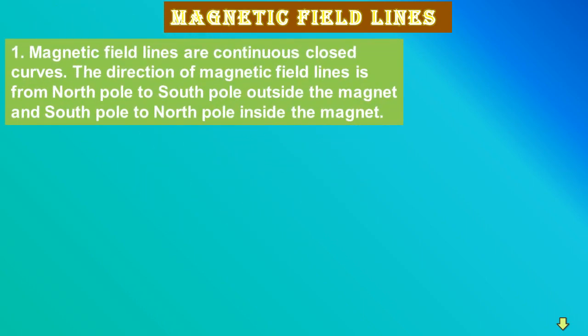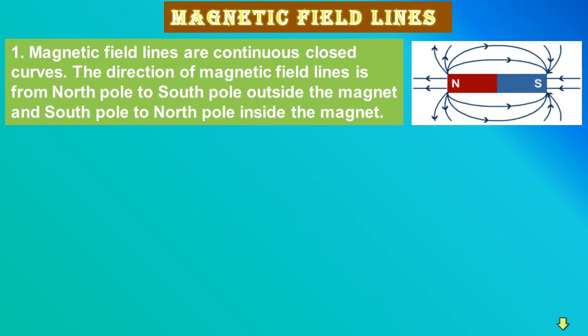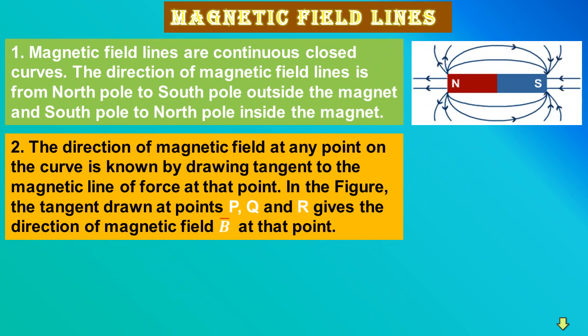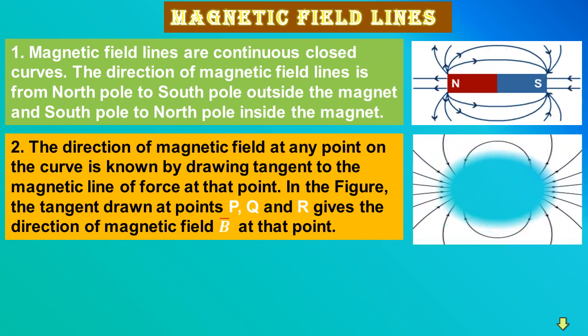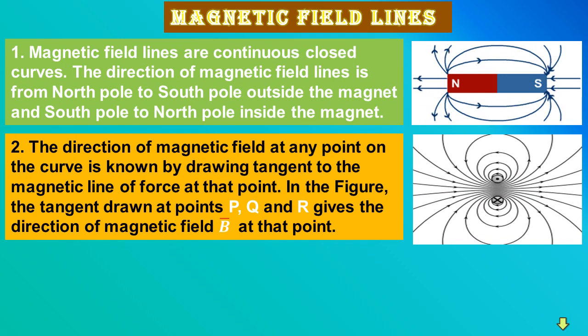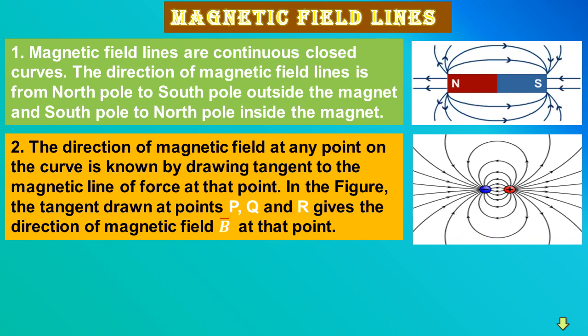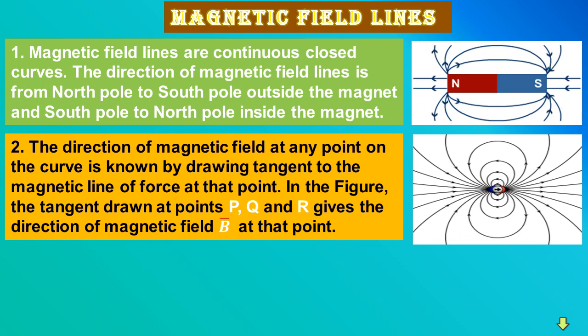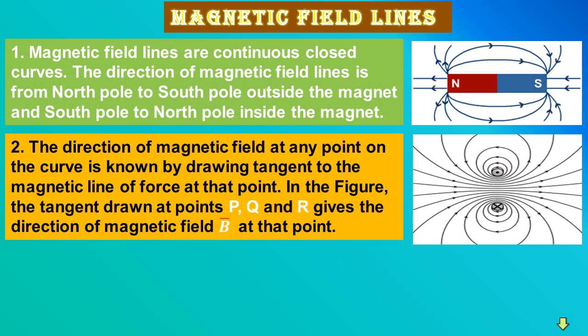Now let's see the magnetic field lines. Magnetic field lines are continuous closed curves. The direction of magnetic field lines is from the north pole to the south pole outside the magnet, and from the south pole to the north pole inside the magnet. Second point, the direction of the magnetic field at any point on the curve is known by drawing a tangent to the magnetic line of force at that point. In the figure, the tangent drawn at P, Q, R gives the direction of the magnetic field B vector at that point.